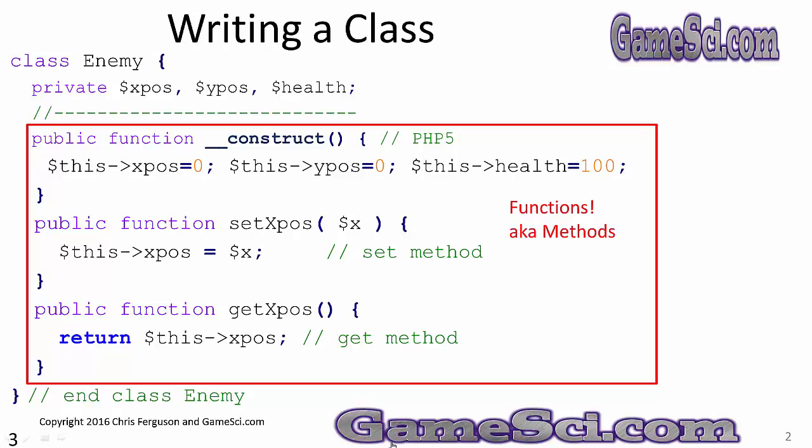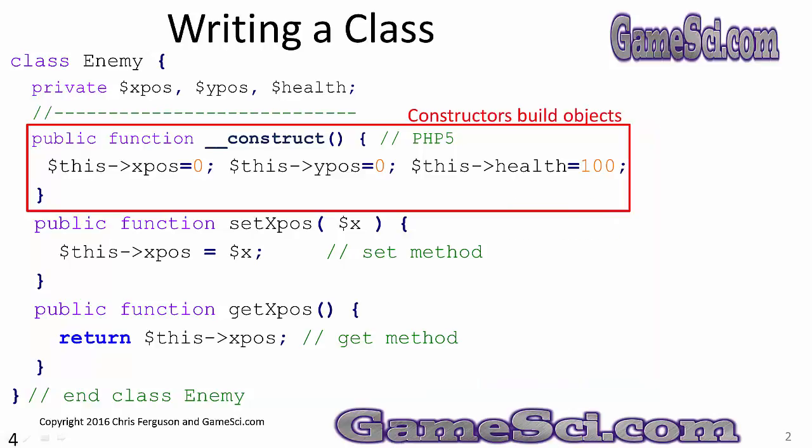In object-oriented programming terminology, we like to call these methods. Lots of people call them functions, so don't feel bad if you find yourself calling these things functions. They are functions, but they're functions that are part of a class/object. There's a special type of function called a constructor. This is a constructor function or constructor method. Constructors build objects. Usually they initialize the variables or properties.